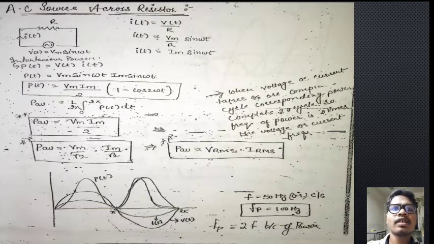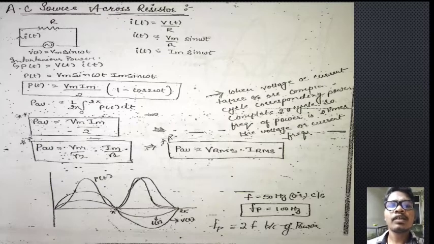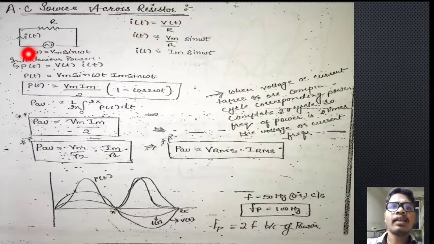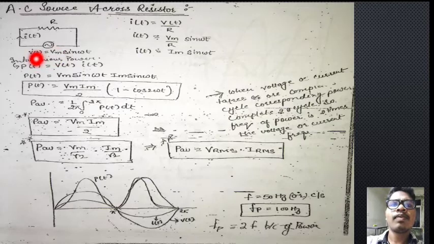See, first, AC sources across the resistors. How will the VI characteristic be in the resistance across the AC sources? First see the current across the resistance I. Here one voltage source is there with a sinusoidal, that means it is an AC voltage source. The magnitude of this voltage is Vm, and due to sinusoidal, we are taking Vm sin omega t. And this is a closed circuit with a connected resistance and current will be flowing like this.